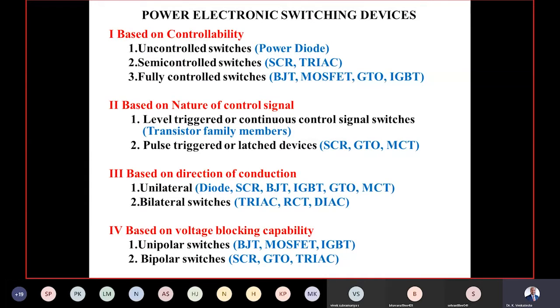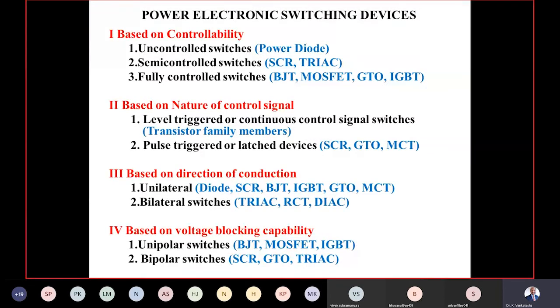Semi-controlled switches. Semi-controlled means I can control these switches only to turn on. I don't have the control to turn off. When you talk about SCR or a triac, silicon controlled rectifier, if you give a DC voltage to the SCR, it will immediately turn on. It will latch. It will lock. If you want to turn off, either you have to switch off the supply, but we cannot switch off the supply under online conditions, or you have to give the reverse voltage across the SCR.